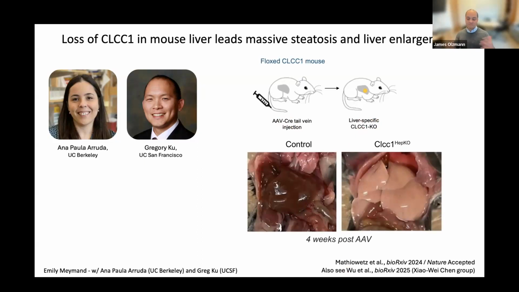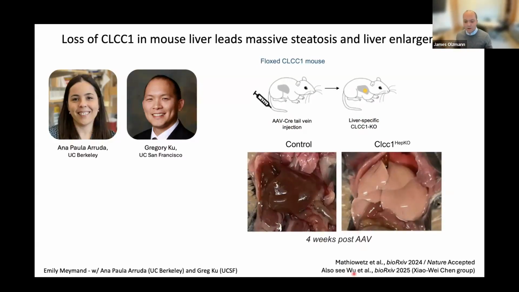My graduate student texted me this at like 11 at night. She said, "Oh my gosh, look at this." She had opened up these mice, and these are incredibly steatotic. So you can see this huge accumulation, this whitening of the liver. These are about 2 times the size. And this is just 4 weeks post-AAV, so there's no high-fat diet feeding or anything under these conditions, just CLCC1 knockout.